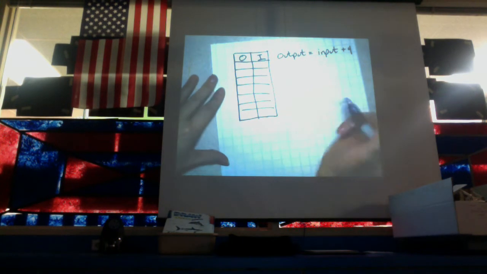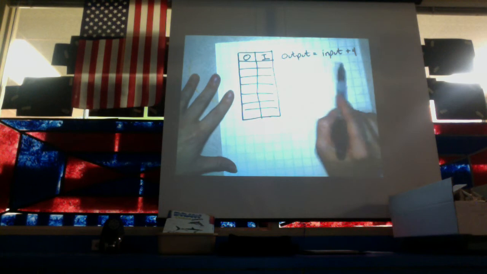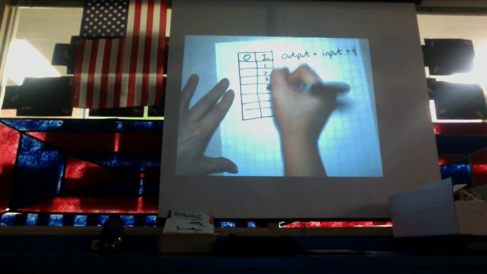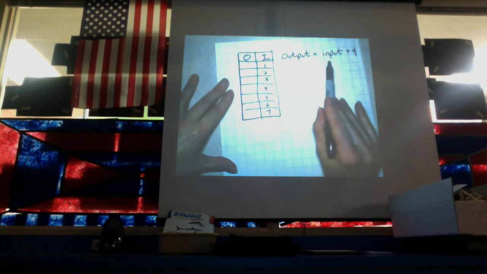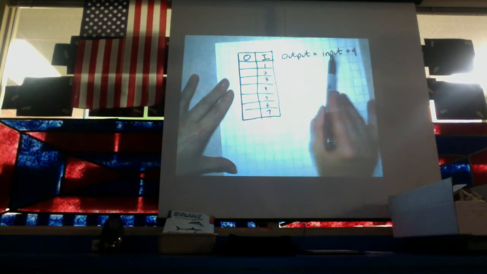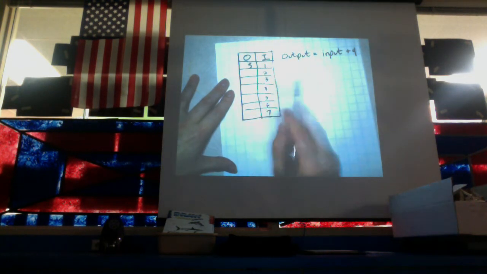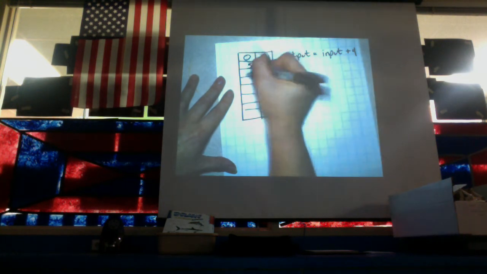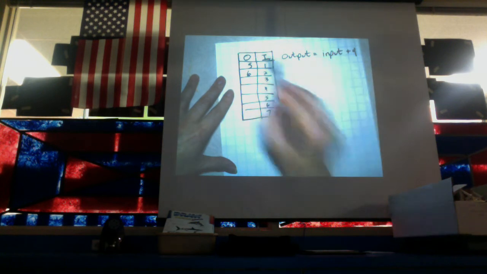They may give you numbers, so for example, they may have 1, 2, 3, 4, 5, 6. They give you the input. Well, if the input is 1, 1 plus 4, the output is 5. 2, you've done these sort of things before, right? 2 is the input, 2 plus 4, output is 6. So we're just plugging the numbers into this formula to get the output.